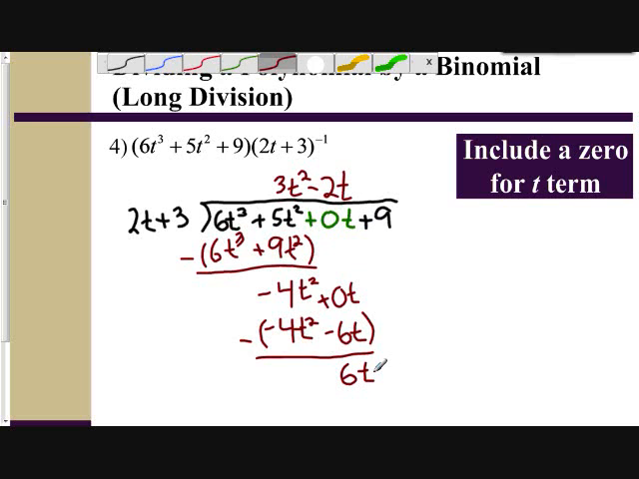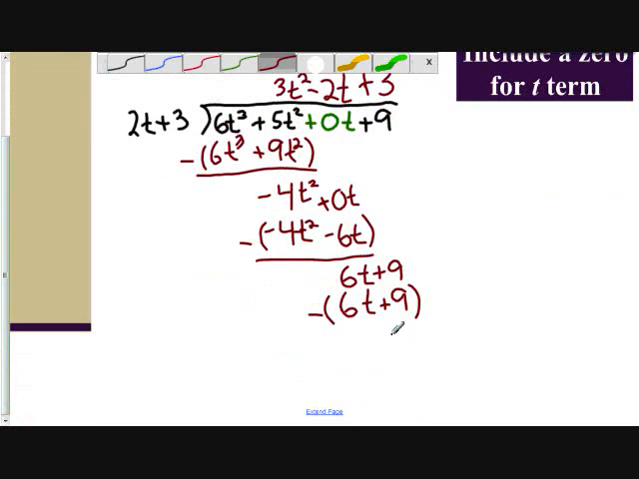And then we drop down our plus 9. What do you multiply 2t by to get 6t? And that would be a positive 3. Distribute 3 to both terms, and we'll get 6t plus 9. Subtract. We have our 6t minus 6t, which cancels. And we have 9 minus 9, which is 0.